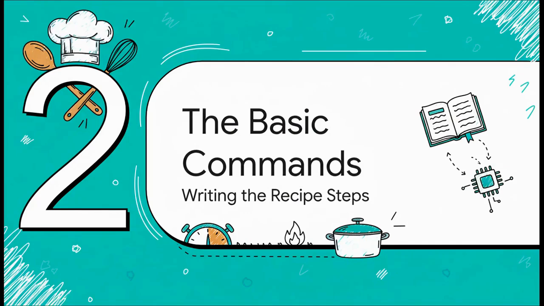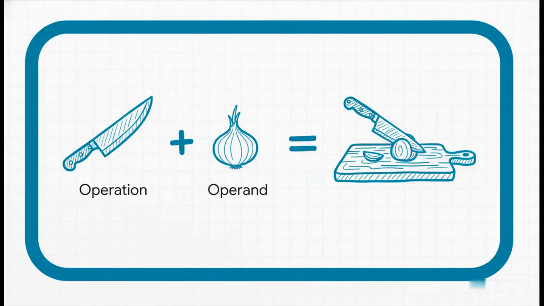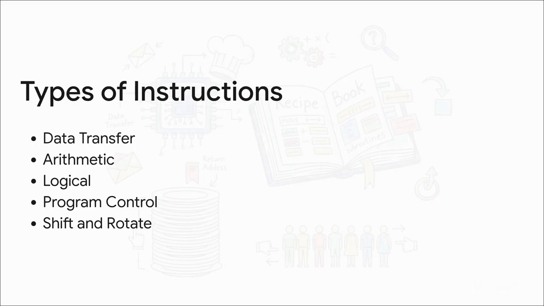Okay, now that we understand the language, let's look at the words themselves. What do these individual commands, these recipe steps, actually consist of? Well, pretty much every instruction has 2 parts, just like a simple sentence. There's the verb, the action, which we call the operation. Think of it as chop. And then there's the noun, the thing you're acting on, which we call the operand. So that would be, say, onions. So the full instruction is chop onions, operation and operand. That's it.